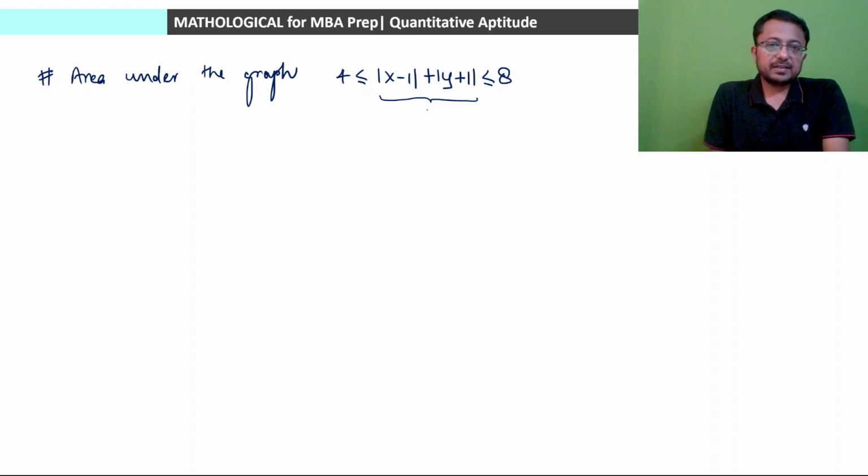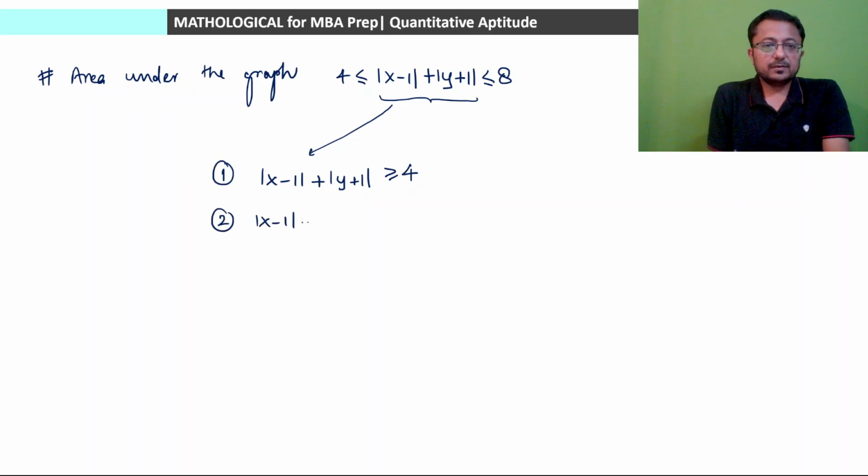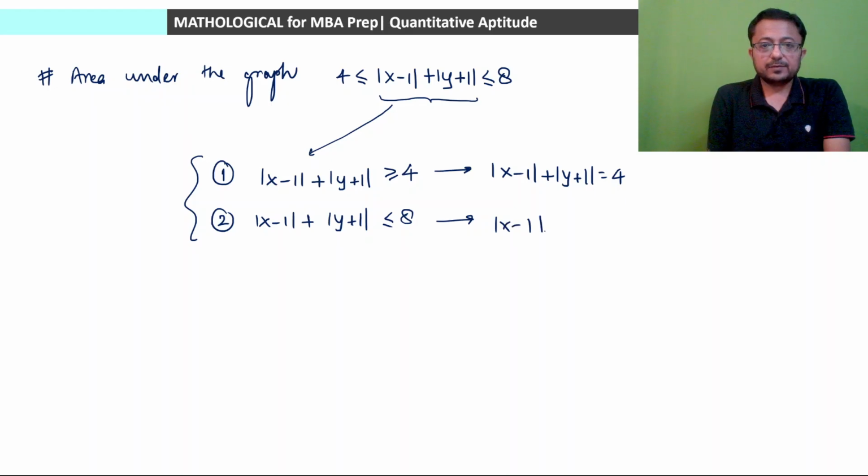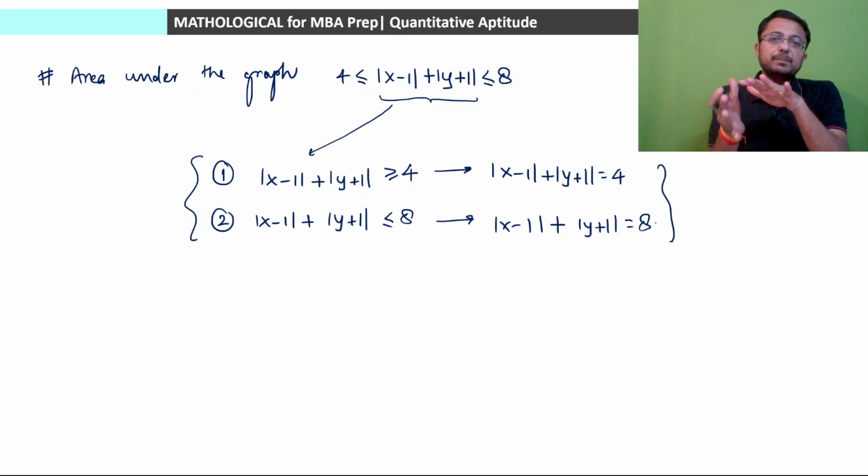The two graphs we have to consider in this case. Our first equation is that mod of x minus 1 plus mod of y plus 1 is greater than or equal to 4. Second one is mod of x minus 1 plus mod of y plus 1 is less than or equal to 8. So the summation should be greater than or equal to 4 and less than or equal to 8. So we can make two diagrams. First one for mod of x minus 1 plus mod of y plus 1 equal to 4, and the second one for mod of x minus 1 plus mod of y plus 1 equal to 8. And then the region between these two will be our satisfying region, because for that region the sum of modulus will be between 4 and 8.